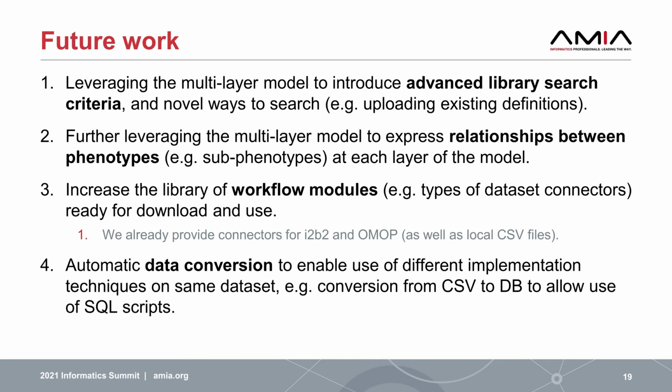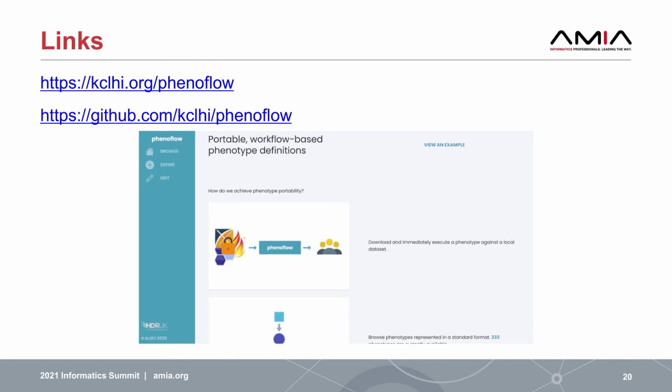So at the moment, we support I2B2 and OMOP, as well as CSV, so we want to add more connectors. And finally, we want to think about more subtle things like data conversion. So for example, how can we, behind the scenes, convert a CSV file to something like a database or an SQL format so that we can execute associated SQL scripts against it.